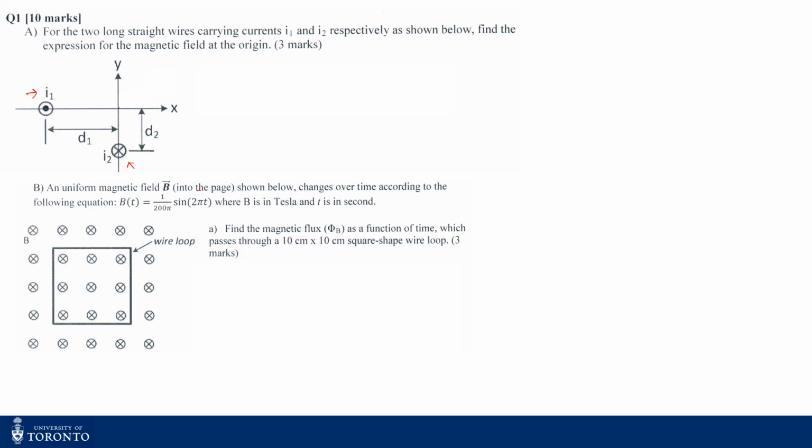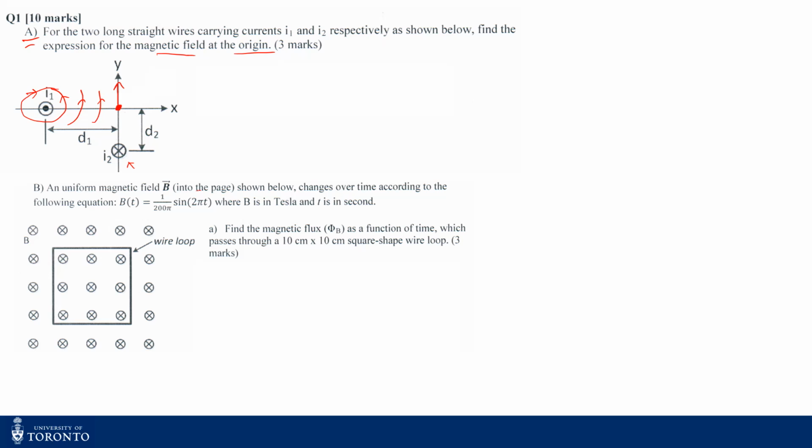So now, in part A, you are asked to find the expression of the magnetic field at the origin, right? If you apply the grip rule for I1, you would have a magnetic field direction like this. So this will project a magnetic field direction in the positive y-axis at the origin.